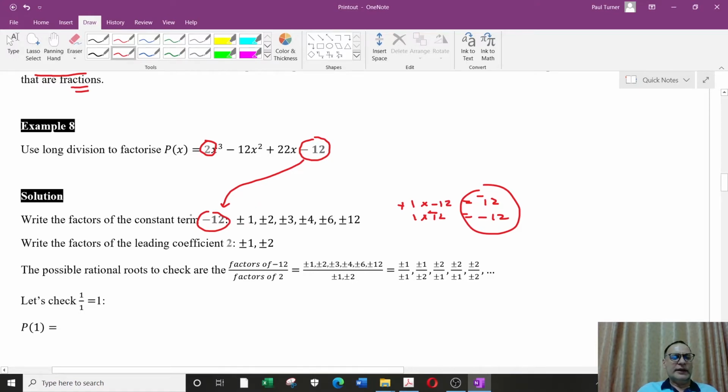Now we look at the leading coefficient, which is 2, and we do the same. So 1 times 2 is 2, and also minus 1 times minus 2 is 2 as well. So these are the factors of 2. So the possible rational roots, we need to check this. So put the factors of minus 12 on the top and put the factors of 2 on the bottom. And you write out every possible combination. Seems like a lot of work, doesn't it?